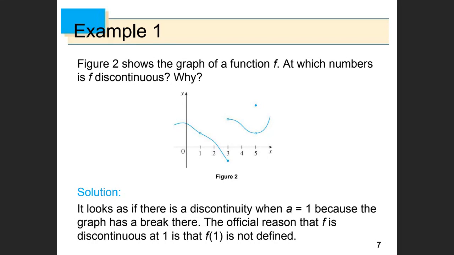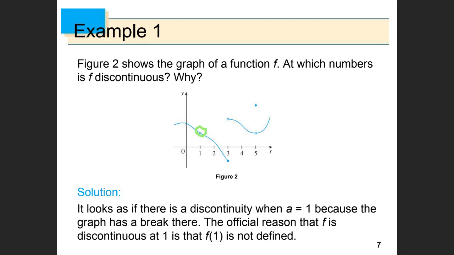Look at 1. Is f of 1 defined? The answer is no. Look, there's an open dot there. Open dot means it's not included. It means f of 1 is not defined. What did I say? You don't test property 2 and property 3. Automatically, you say it's discontinuous at x equals 1.